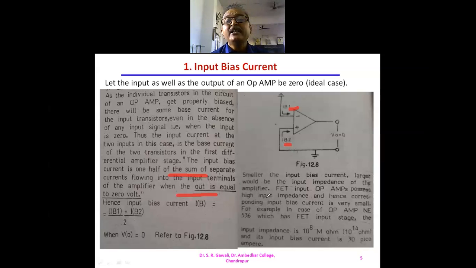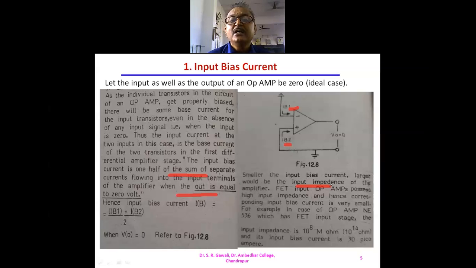So smaller the input bias current, larger will be the input impedance. क्या होना चाहिए? आइडियल ऑपरेशनल एम्पलीफायर के लिए इनपुट बायस करंट शुड बी द इंफिनिटी. Input bias current should be the very small, so that input impedance of the operational amplifier will be the very large. Input bias current क्या होना चाहिए? Ideally it should be zero. If it is zero, then the input impedance will be the very high.